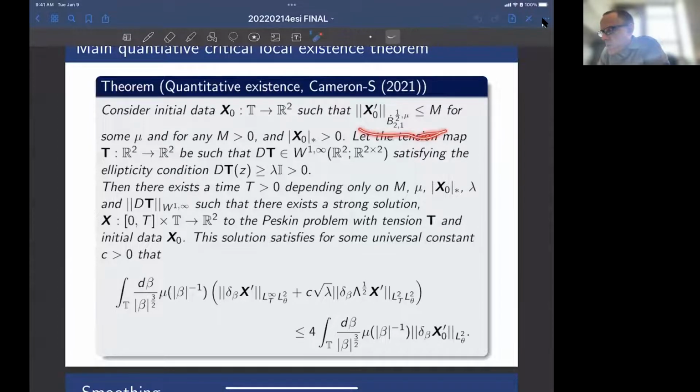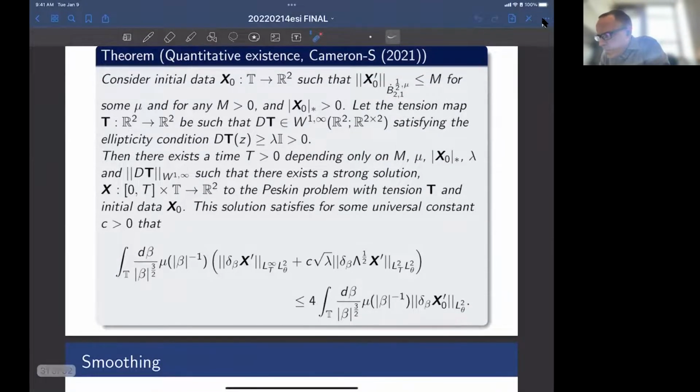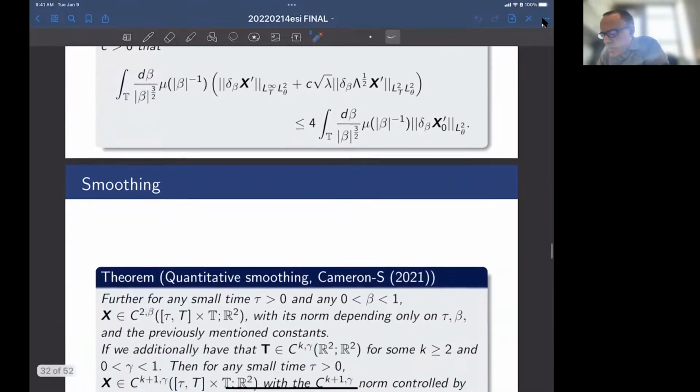So we assume our initial data is bounded in these logarithmically subcritical spaces. The chord-arc number is positive initially, and the derivative of the tension map is in W^{1,infinity}, and the tension satisfies an ellipticity condition, that the derivative is elliptic. Then there exists a time depending on all these parameters such that there's a solution to the Peskin problem with tension T and initial data x0. And the solution satisfies a Lyapunov type inequality, like I've written here. And lambda is the square root of the Laplacian. So there's a gain of regularity. And this is the energy inequality that you get.